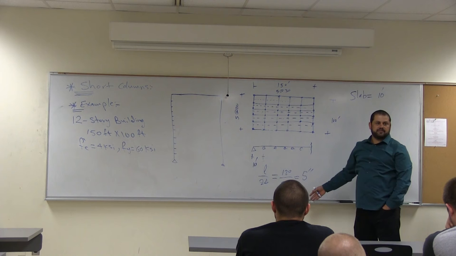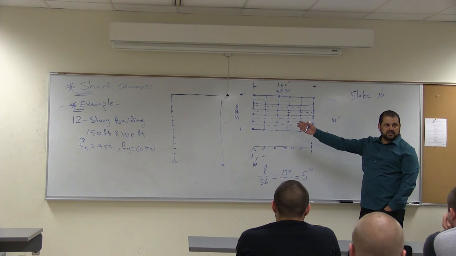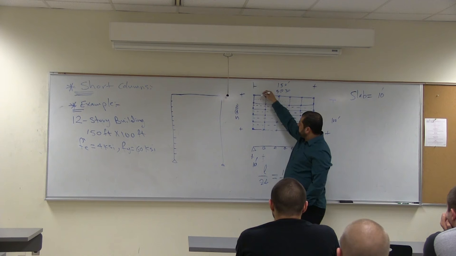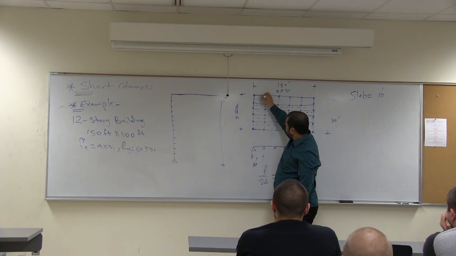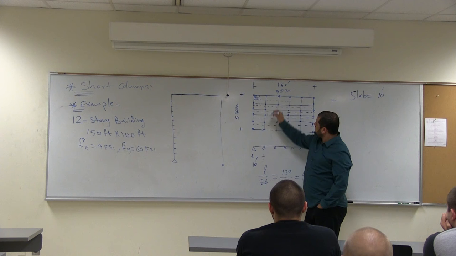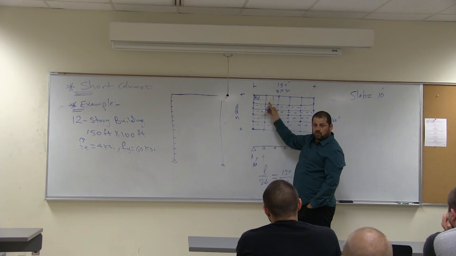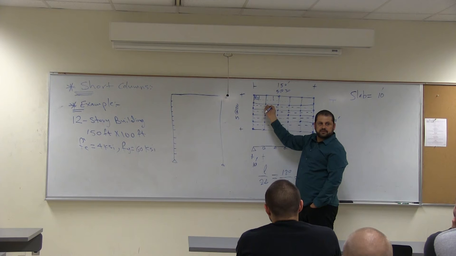5 inch. Why do I need the slab? For the self weight. So for each corner, I'm going to design this column, the corner column. What's the tributary area for this column? This column is in charge of this, this one. Then the middle one will carry the most. But I'm going to design this one, then I may design this one to be circular in a minute. Okay?